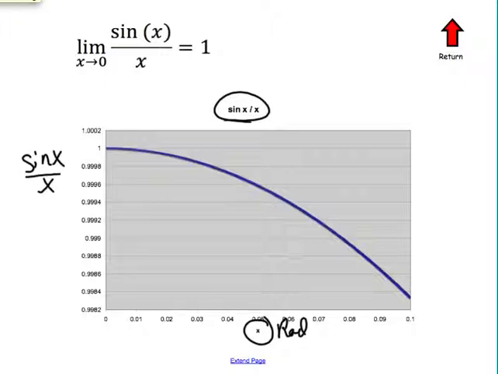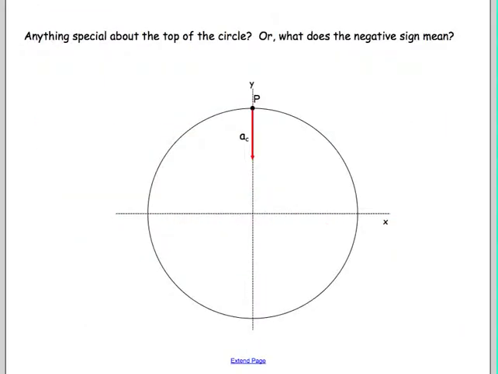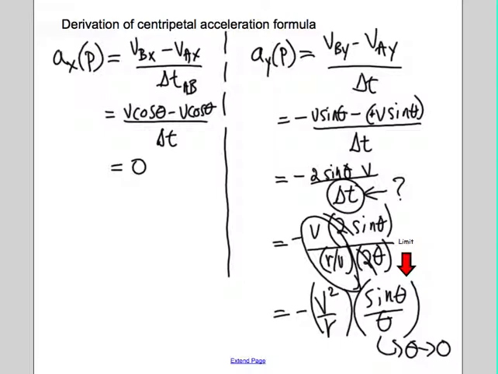Notice these are small angles. We're starting with a small angle. And notice the ratio here is 0.9982 at the bottom, and it approaches 1 as x goes to 0. So the limit of that is just 1. This right here is just 1. So that tells me that the acceleration in the y direction is just minus v squared over r.